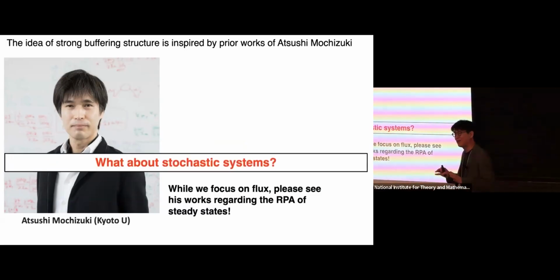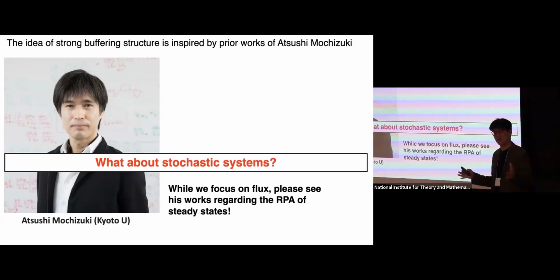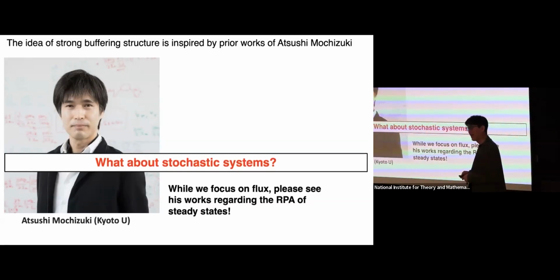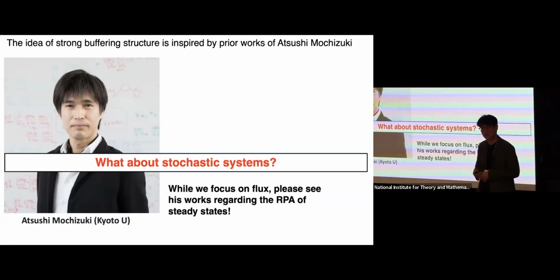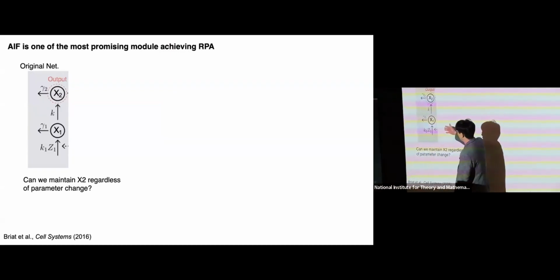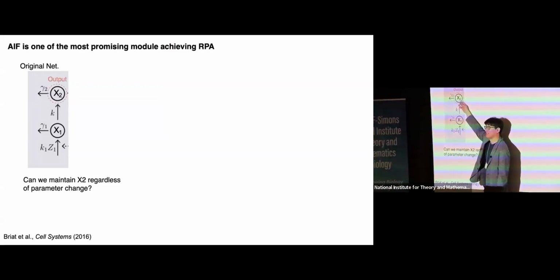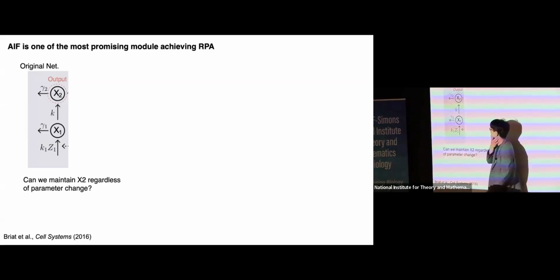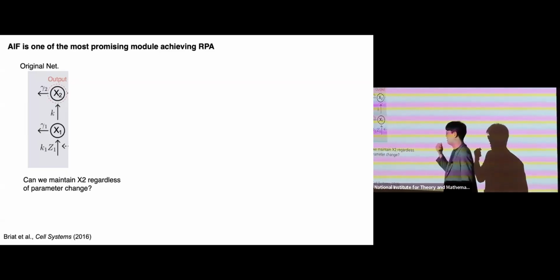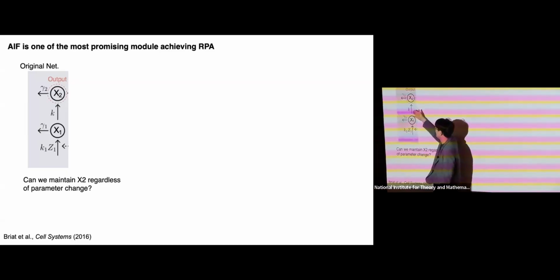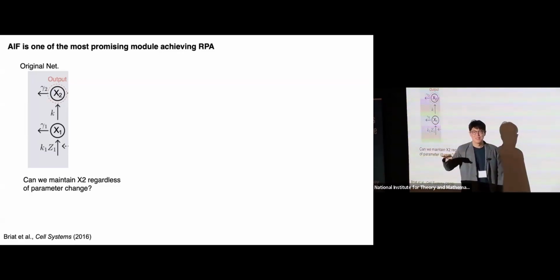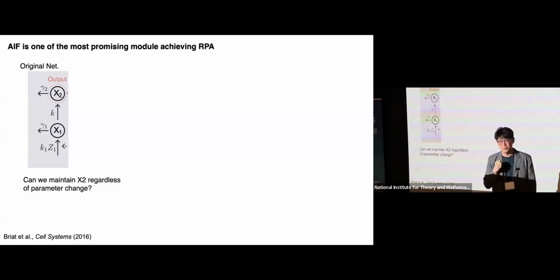So far, I have talked about the deterministic system, but our workshop is about stochastic systems. So let's think about this stochastic system. Can we control a stochastic system? Here is a very simple system. X1 is generated, and then it triggers the production of X2. Very simple system. And I want to control the level of X2. That's my goal. What I mean by control is that even if I change the parameters inside of this cell, the X2 level should still be maintained.